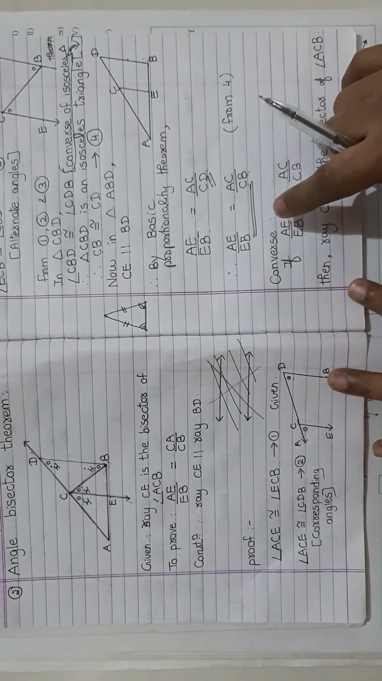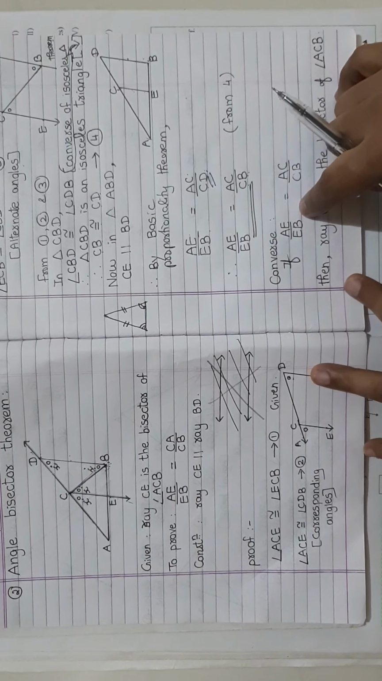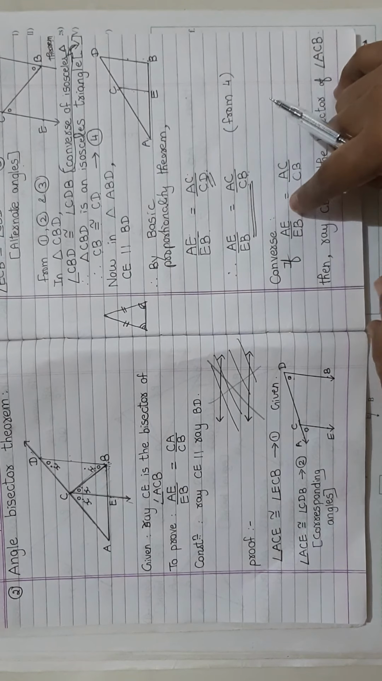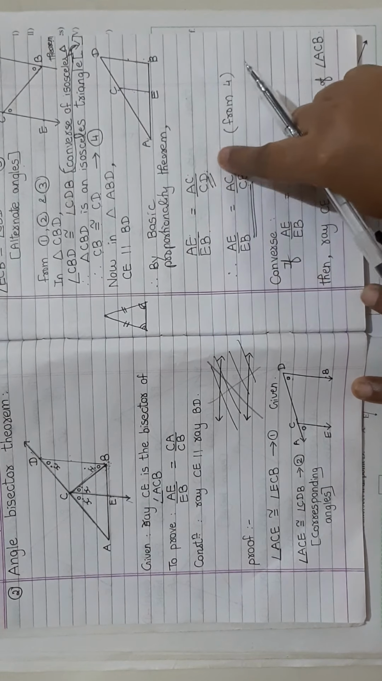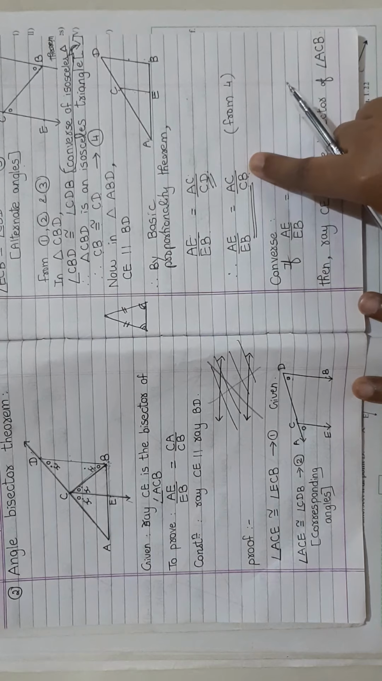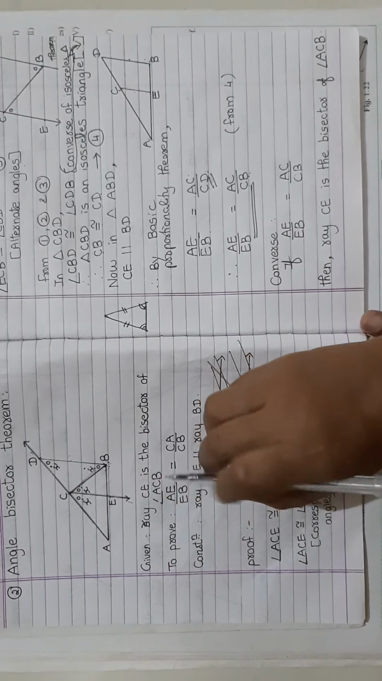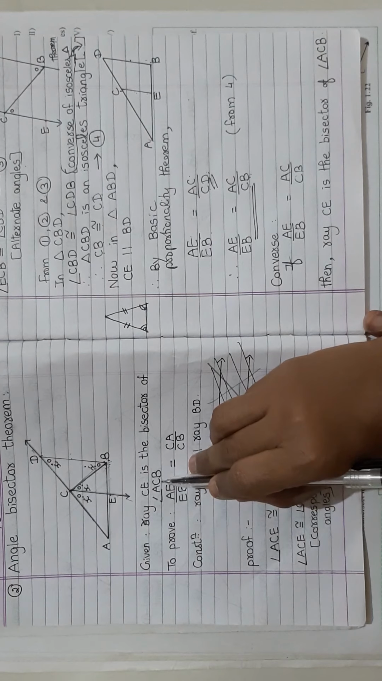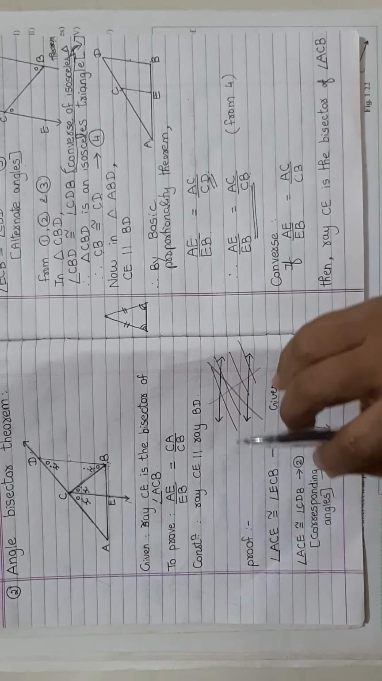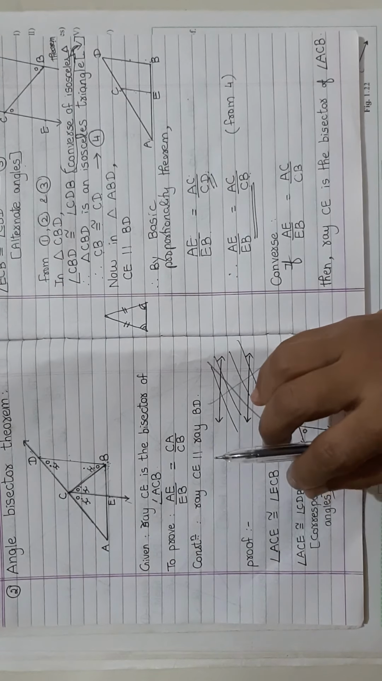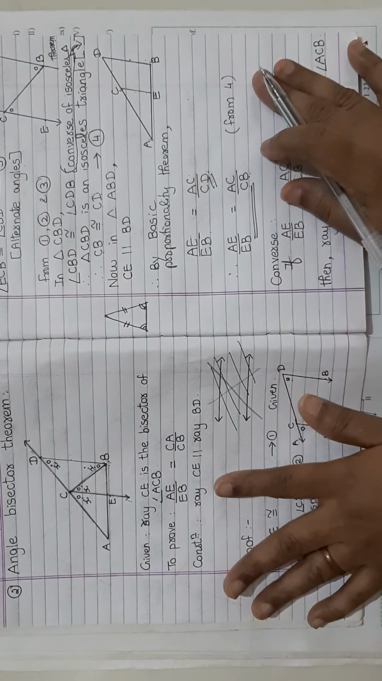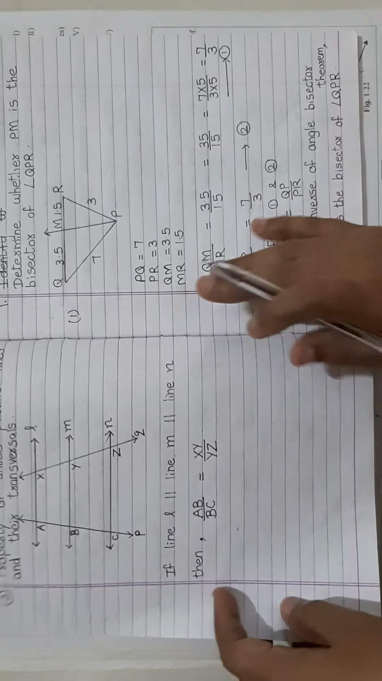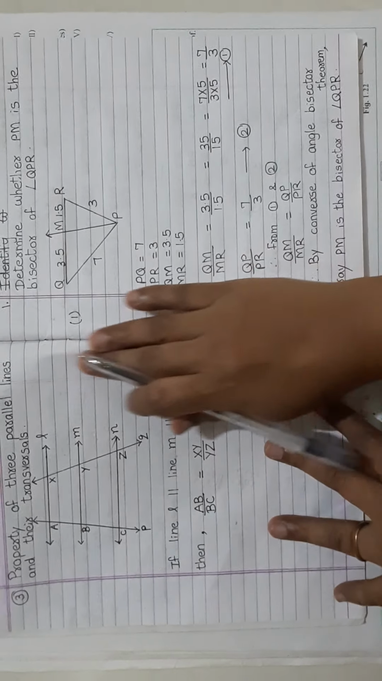Now let's learn about its converse. Converse is also the same, that is, reverse. If these two ratios are equal, then we can say that CE is the bisector of angle ACB. That is, again I repeat, we have to go in the reverse way. Okay. Now these are the two theorems which we'll be using in exercise 1.2.